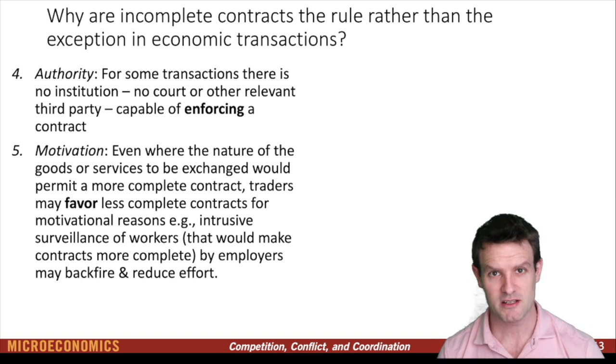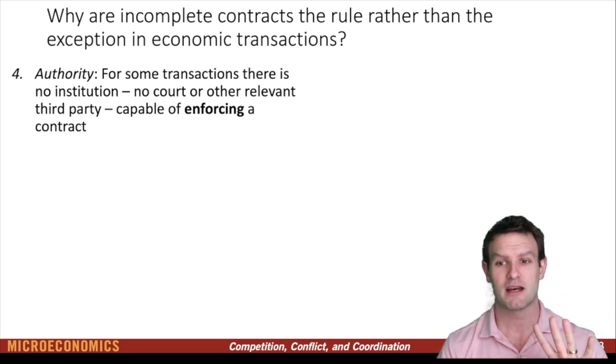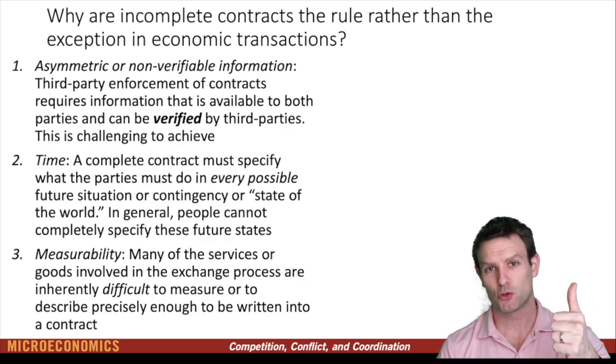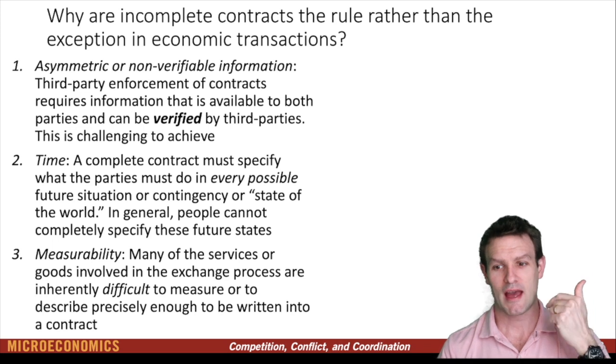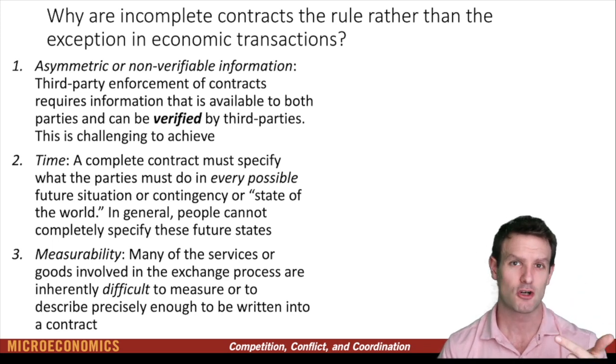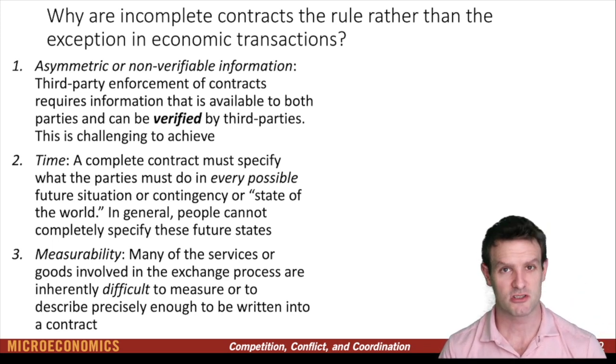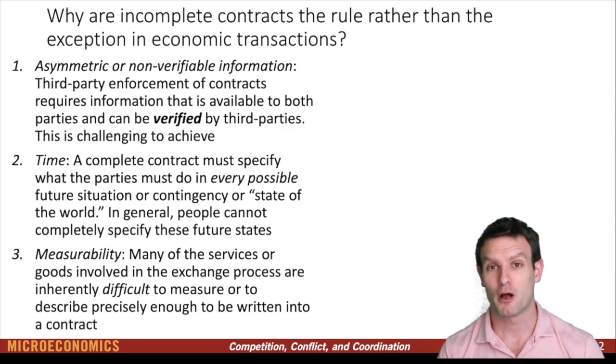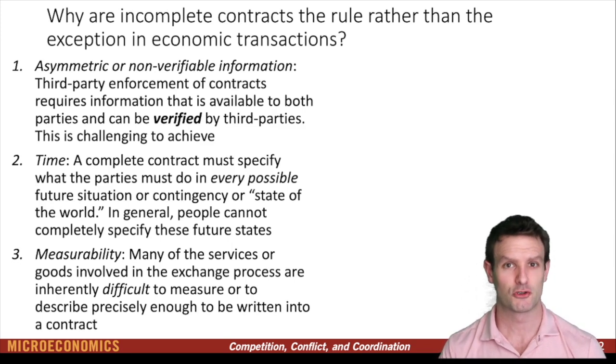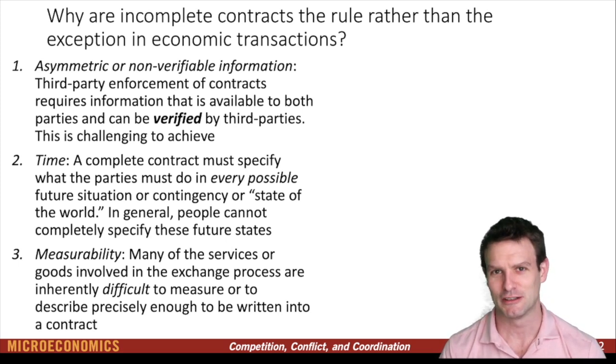So, just as a reminder, these are the 5 factors that we looked at. We had asymmetric or non-verifiable information. We had time and the problems of specifying how contracts work over time and for every contingency or every state in the world. We specified measurability, the problem of trying to measure certain kinds of goods, the quality of different kinds of goods, the level of effort that people exert. All these kinds of things are difficult to measure. Not everything is like a commodity like number 2 red winter wheat.